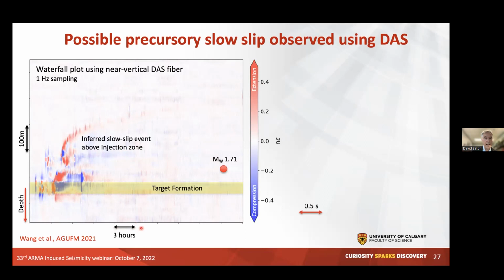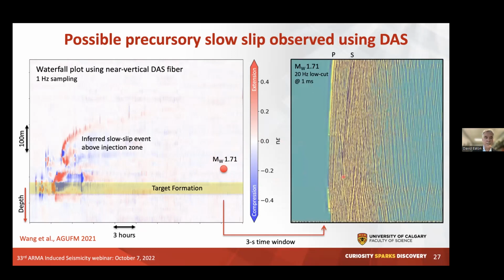And here, by the way, is 3 hours for scale. And 21 hours after the completion of this stage, there was a small earthquake, magnitude 1.7, that was recorded on the regional seismograph network. And if we take the DAS observations and change the filter parameters, the waterfall plot on the left is downsampled to 1 hertz. On the right, we have the full sample rate, just a 3 second window.